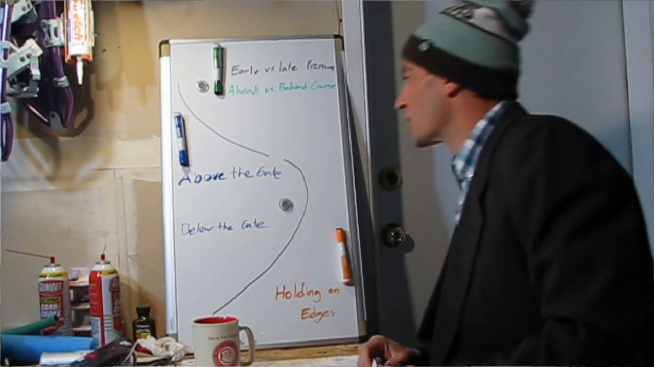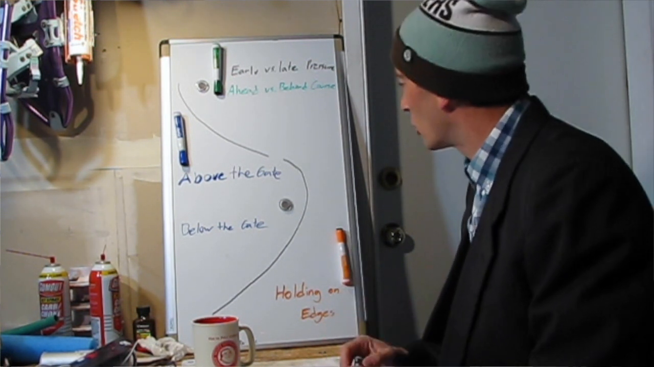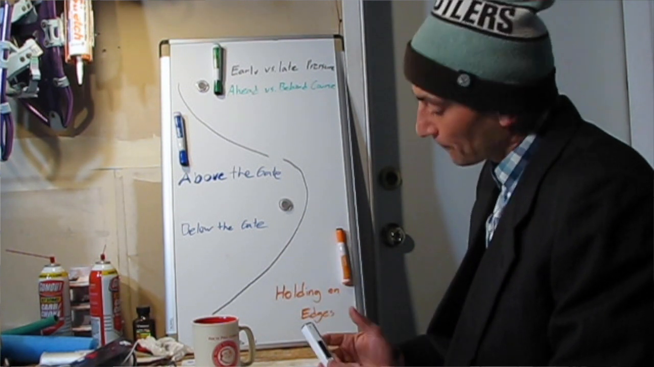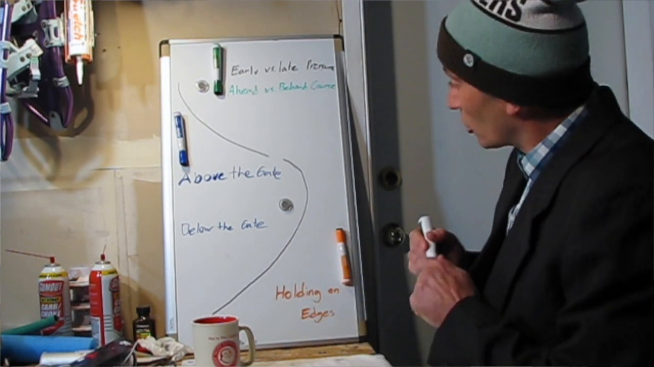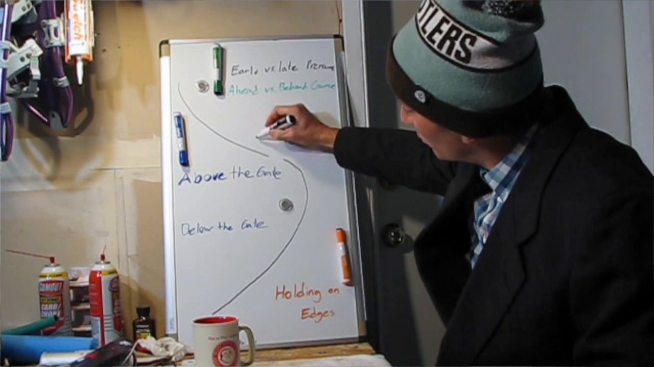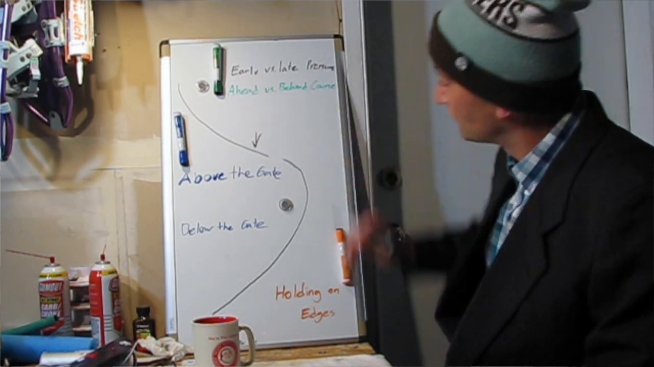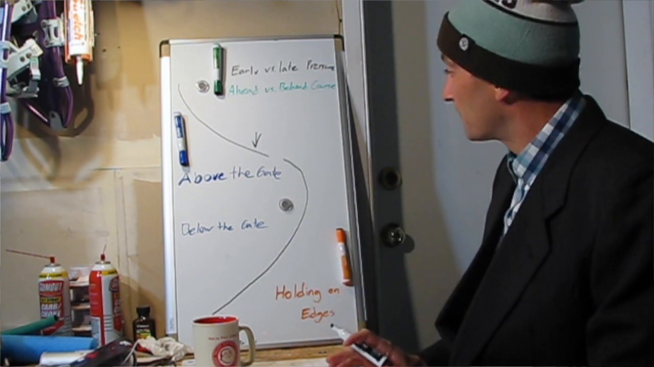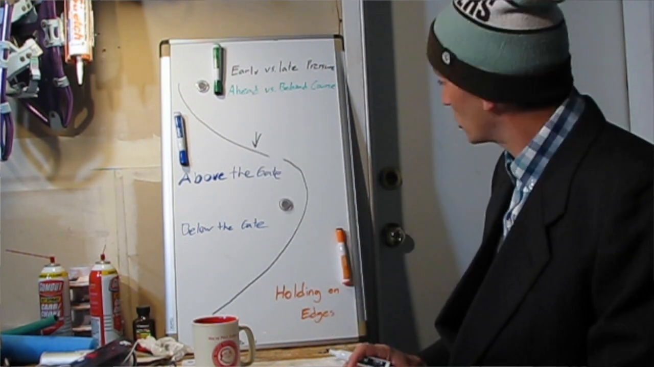Early versus late pressure. This is something you hear a lot on the World Cup. What does early pressure mean? Well, it can mean a lot of things. Early pressure could mean starting pressure in the outside ski right here. I would argue that's not a good place to start pressure in the ski. Well, that could be seen as early pressure.